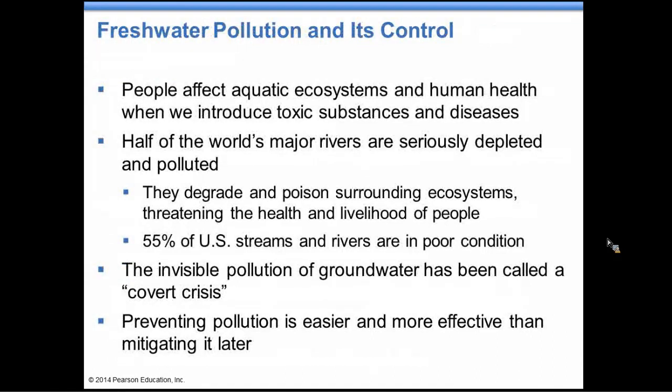Okay, so I think I skipped this slide. We affect our aquatic ecosystems. It makes sense, but we also influence our own health. Half the world's major rivers are seriously depleted or polluted. And then polluted groundwater has been called a covert crisis, because groundwater is the water we can't see, so it's really not something we can see and instantly know. And preventing pollution, we've been saying this, and this is a bit of a theme. Preventing these things from happening is easier, more effective, and requires less cost than mitigating it later on.